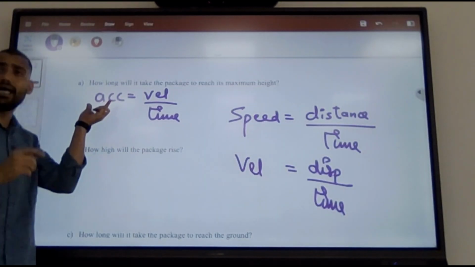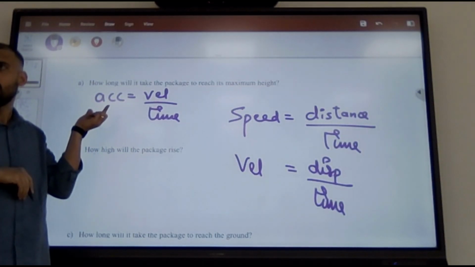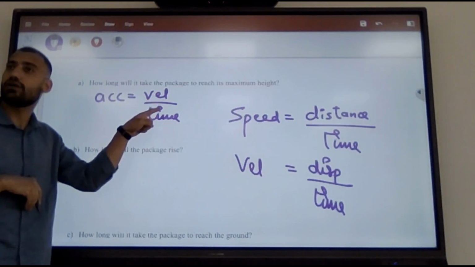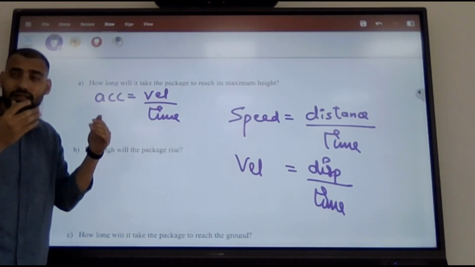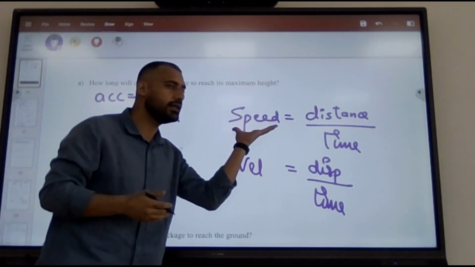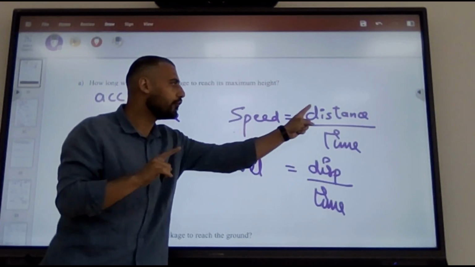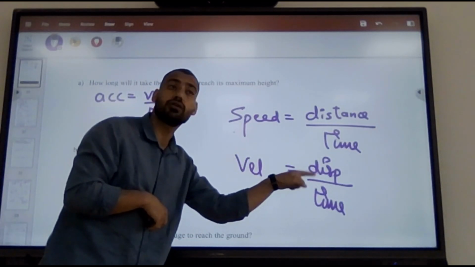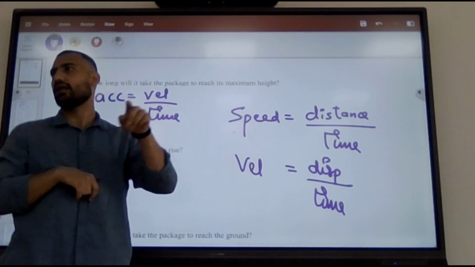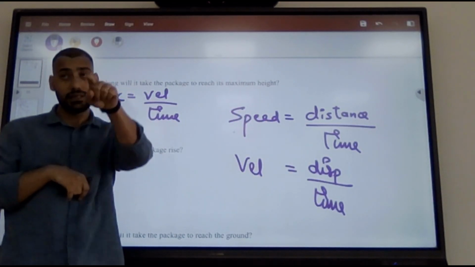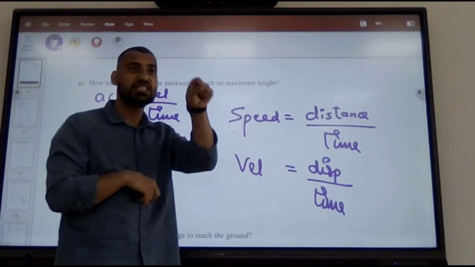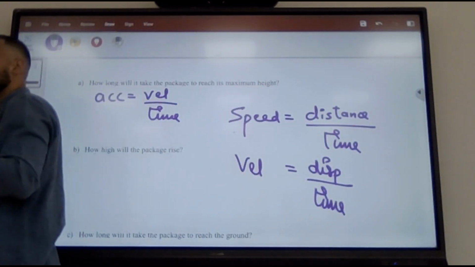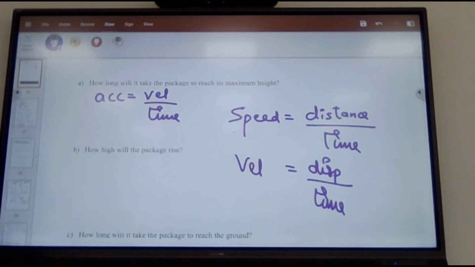But you know how you calculated acceleration from the graph? You calculated acceleration from the slope of the velocity time graph. Did you? By that concept, can I say speed is the slope of the distance time graph? By that concept, can I say velocity is the slope of the displacement time graph? Write it down. Speed and velocity are the slopes of distance or displacement time graph.